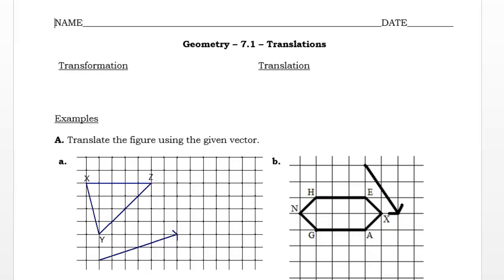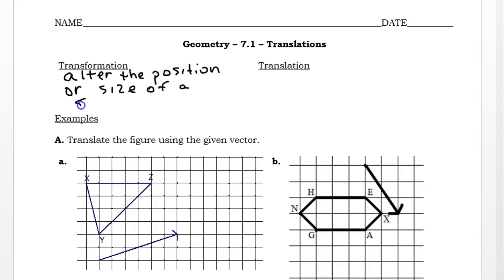This is Geometry Lesson 7.1, Translations. So a transformation is basically a way that you are going to alter the position or size of a shape. And there's several different transformations that we're going to talk about during this chapter. The first transformation that we're going to talk about is the translation. Now, translation is basically a fancy way to say slide.